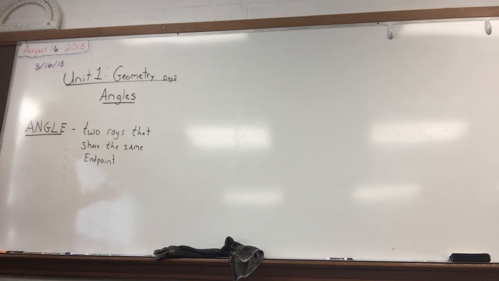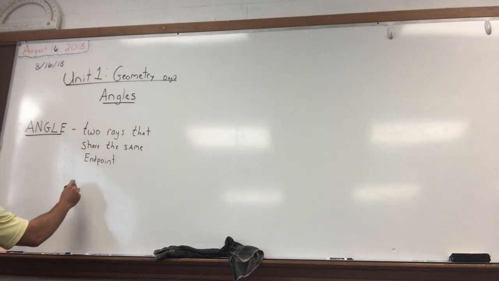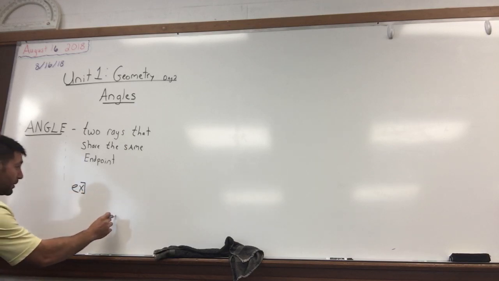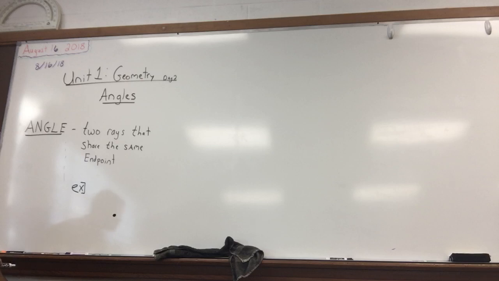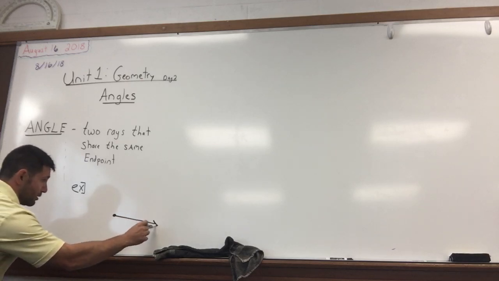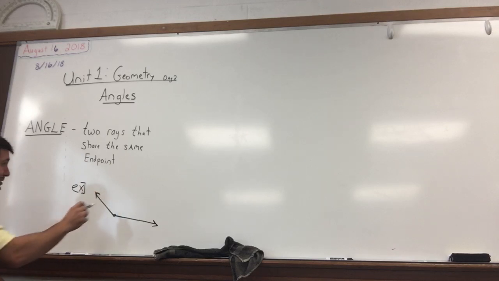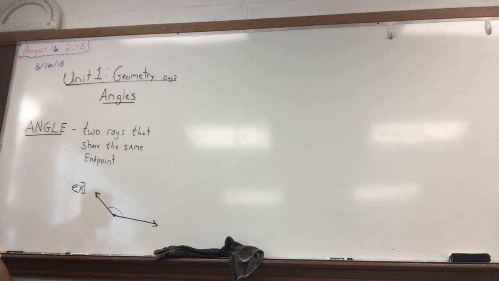So first off, let's take a look at some angles. So two rays that intersect at the same endpoint. So what I'm going to do is I'm going to start off with an endpoint. And I'm going to draw two rays. There's a ray. There's a ray. This is an angle. Okay? We measure the inside of an angle. And we measure angles in what kind of measurement? Layton? Degrees. Degrees.